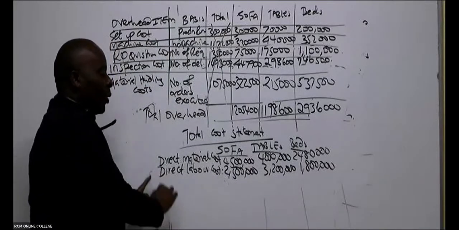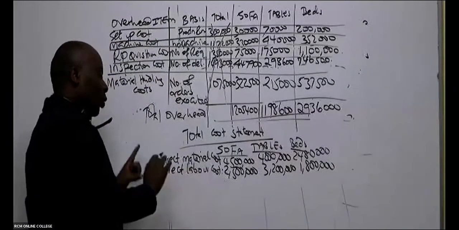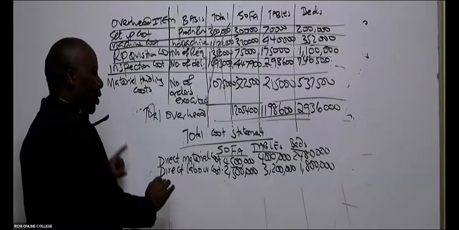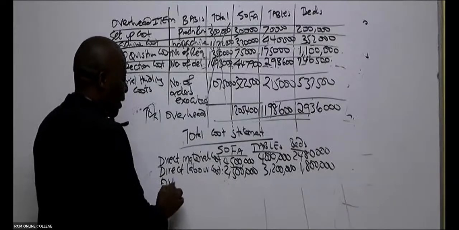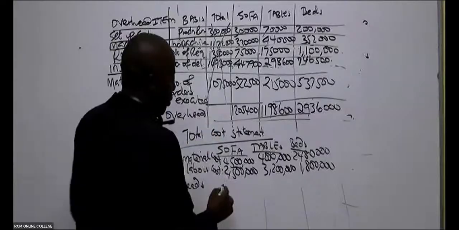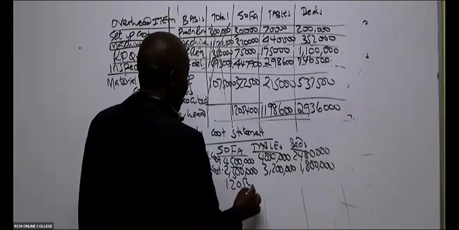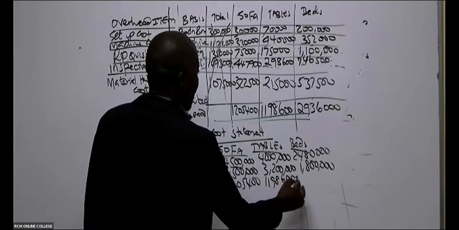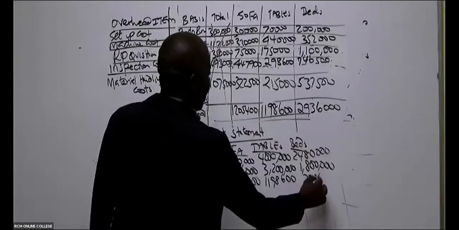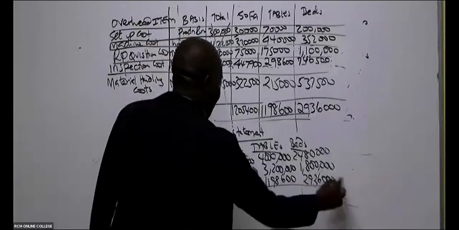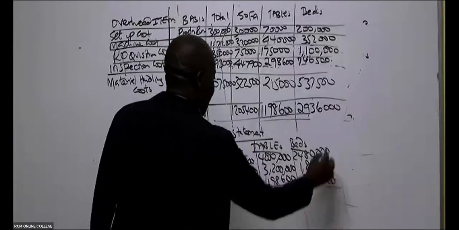You can either write for us prime cost to get the total, although that step is unnecessary, unless the examiner wants it, don't write it. You simply come and give us here the overheads. Overheads already, you have them here now. So we have 1,205,400, 1,198,600, 29,36,000. So come and add this up and give me the total costs.